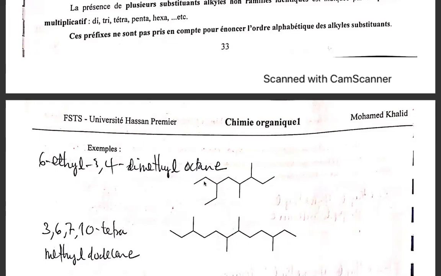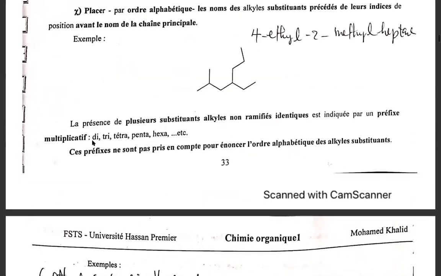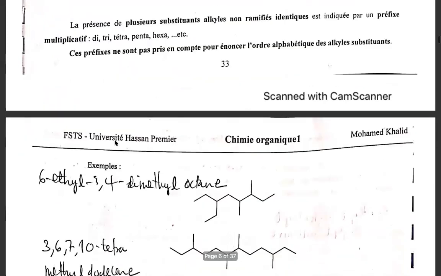The reason why we use the multiplication factor here is to save us the hassle of writing. If we were just applying these rules blindly, we're supposed to say, okay, 3 is the one with the lowest, so it's going to be 6-ethyl, 3-methyl, 4-methyl, octane. Now, to save us the hassle of writing 3-methyl, 4-methyl, we use the multiplication factor, which is the di, the tetra, the penta, etc.